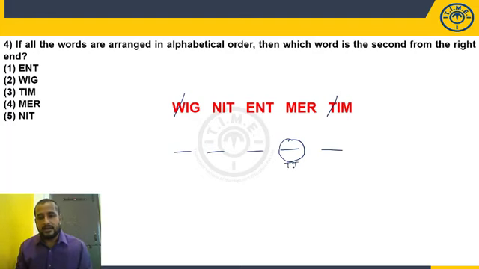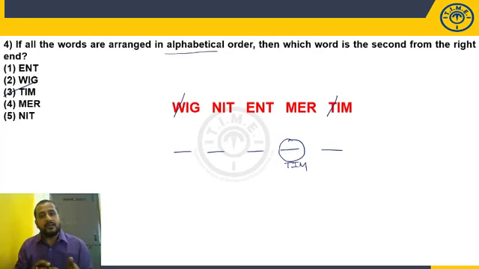So here what we will get? T. So what is our answer? Choice 3. Very simple. No need to arrange them in alphabetical order. Don't waste your valuable time. This is how you can save your time. Second from the right hand is nothing but second in the reverse alphabetical order. That's it. Because we are arranging them in alphabetical order.